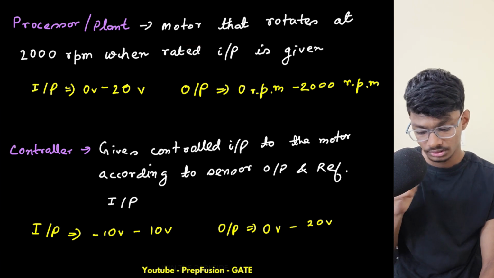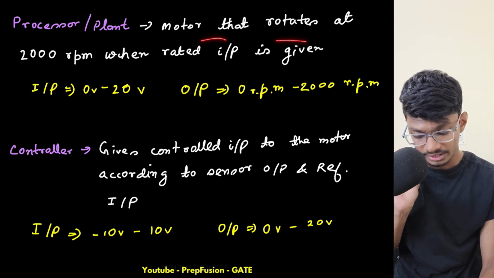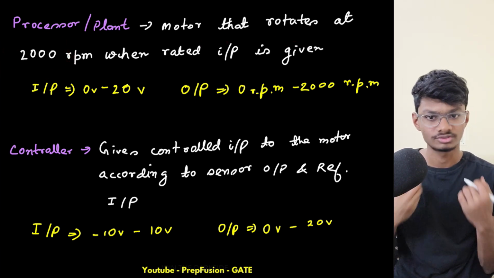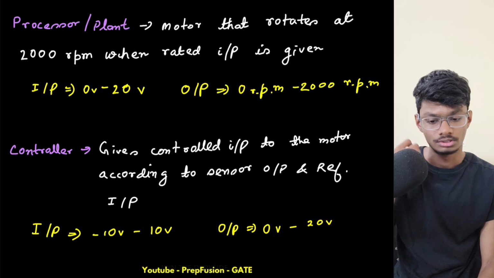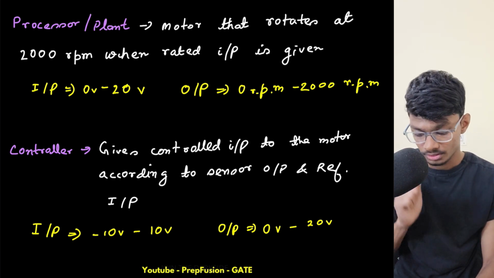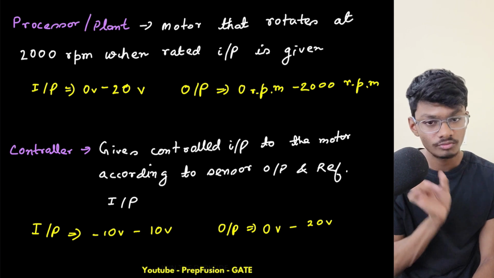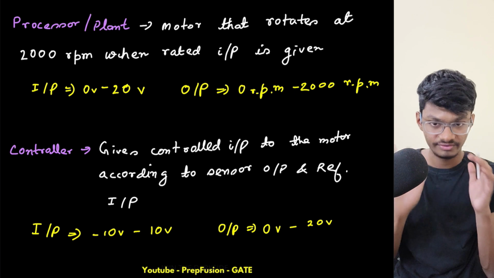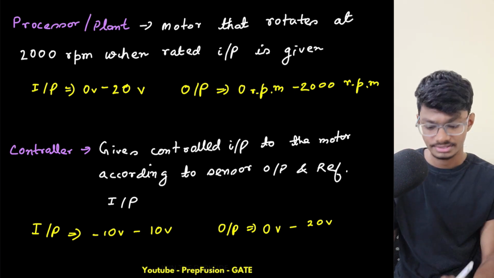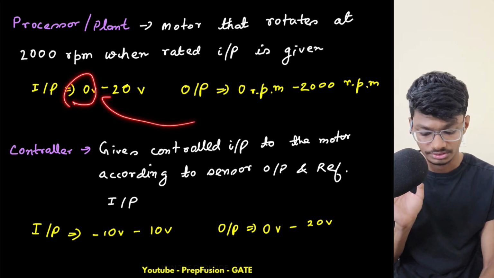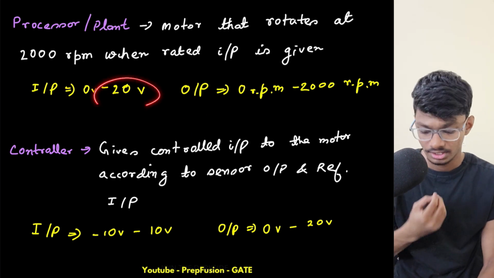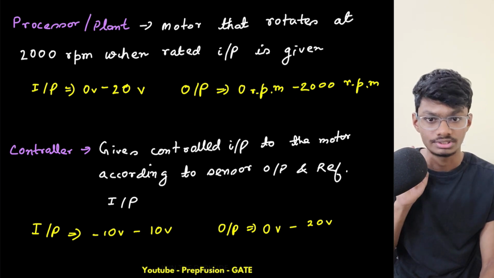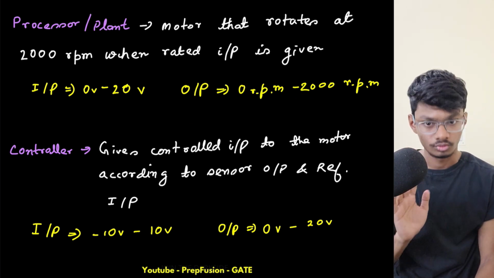We are taking a motor that rotates at 2000 rpm when rated input is given. All this I'm assuming because I need to teach you something. The working range of my motor is 0 volts to 20 volts. If I give it 0 volts, the motor obviously will not rotate, and if I give it 20 volts, the rated voltage, it will rotate at the speed of 2000 rpm. Now this is about the motor.